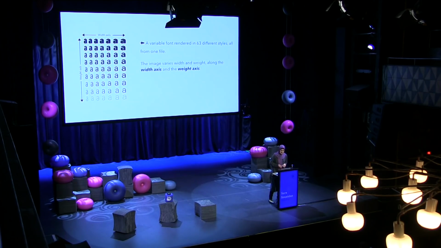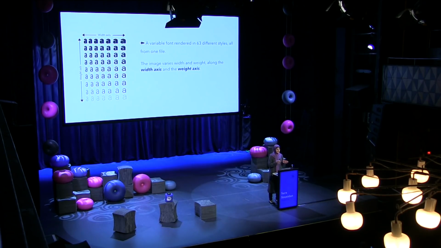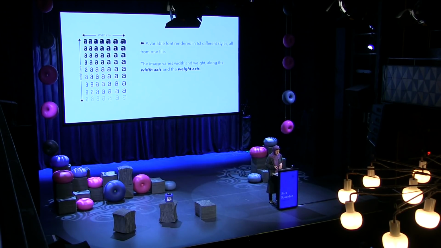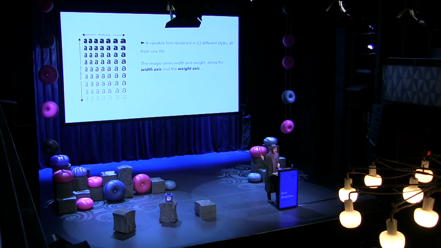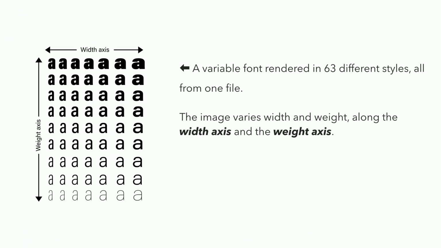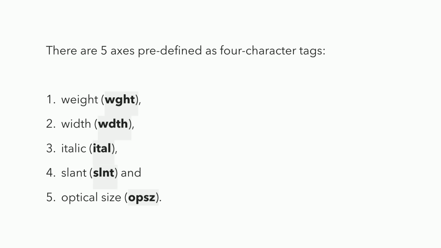Now, variable fonts use the concept of axes to determine the variable characteristics of the font. For example, this image shows the Acumen variable font rendered in 63 different styles, all from one file. The image shows the width and weight variations of Acumen along the width axis and the weight axis. You can combine different versions of the font, morphing between different styles. For example, you may change the width, but not the weight, or change some axes but not others. So basically, you will be able to create almost endless, not really endless, but really large variations of a font, all from one font file.